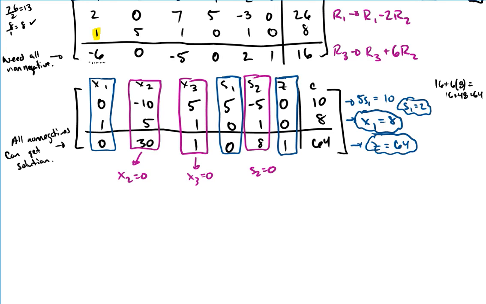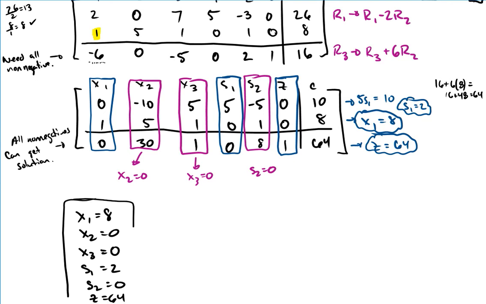Okay, so now we do have everything. We have the answer. So we just put it in order. So x1 equals 8. X2 is 0. X3 is 0. S1 was over there. S1 is 2. S2 is 0. And then we got Z is 64. Okay, so there they all are.